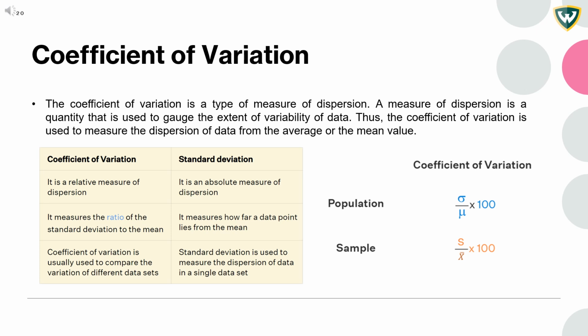A higher coefficient of variation indicates greater dispersion relative to the mean, while a lower coefficient of variation suggests that the data points are closer to the mean. By using the coefficient of variation, researchers can assess the consistency or reliability of data.